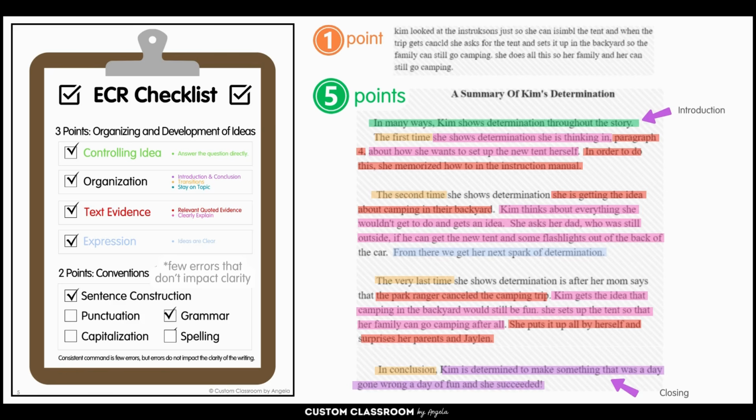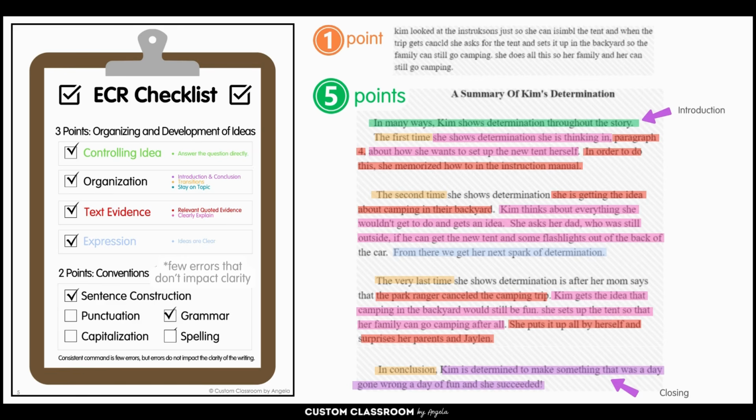The second time she shows determination, she is getting the idea about camping in their backyard. Kim thinks about everything she wouldn't get to do and gets an idea. She asks her dad, who was still outside, if he can get the new tent and some flashlights out of the back of the car. From there, we get her next spark of determination.